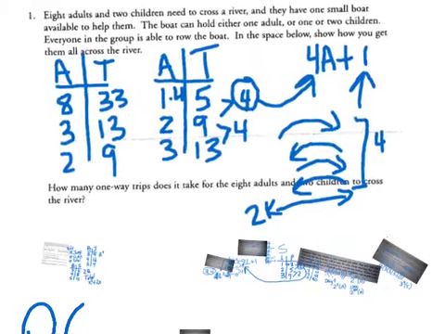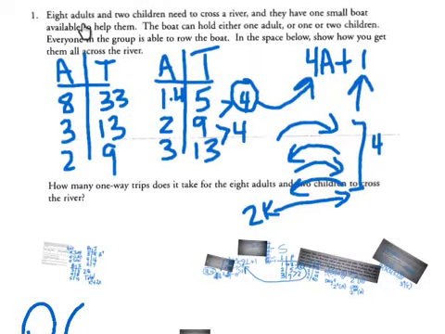Next, we did our crossing the river problem. It said simply this: you have 8 adults and 2 kids, and you need to cross a river. The boat can hold 1 adult, 1 kid, or 2 kids. Everybody can row the boat, and you need to find out how many total moves it takes to get them across the river. You can draw pictures and get them across. Then you realize that for 8 adults, it takes 33 trips.